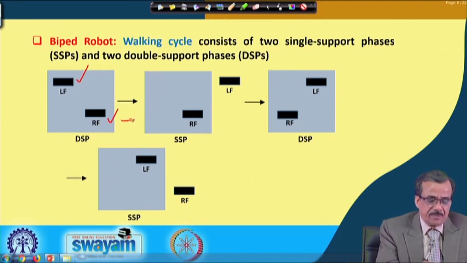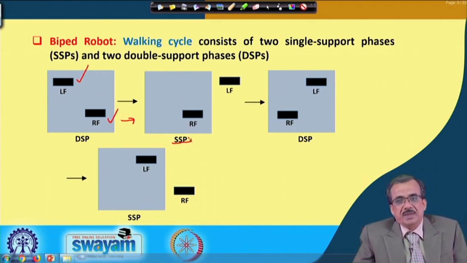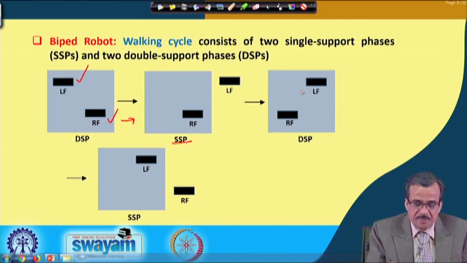Now, while walking, the right foot will be on the ground, but the left foot will be taken away from the ground and will be in the swing phase. If the left foot is in the swing phase and the right foot is on the ground, this is nothing but the single support phase. Then the left foot is put on the ground, and the right foot is already on the ground.